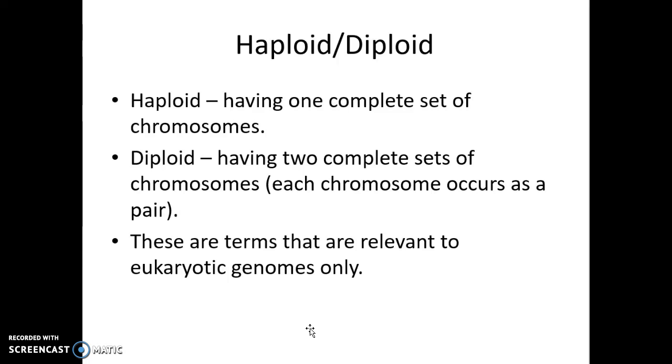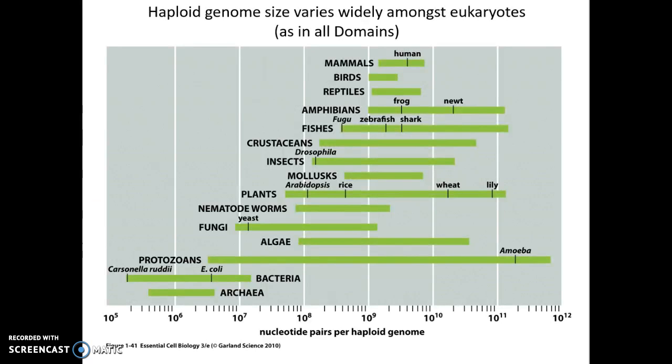And these terms, of course, are relevant only to eukaryotic genomes because prokaryotes, by definition, are permanently haploid. In eukaryotes, the gametes are haploid, and the somatic cells are diploid. So let's think a little bit about genome size and how it might range. And we've looked at this figure before as we considered prokaryotic genomes.